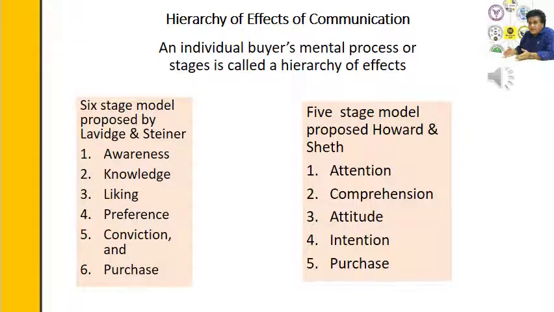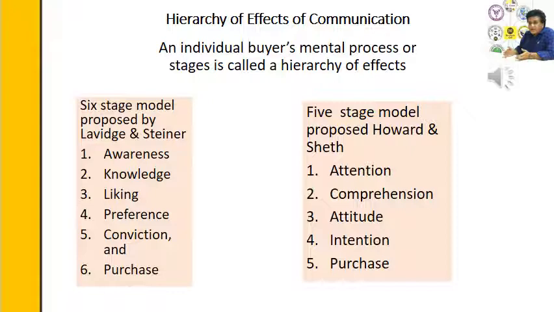There is something which is called the hierarchy of effects of communication. What is meant by hierarchy? Hierarchy, basically, is a kind of staircase, a step. You take one step, then you take the second step, or the various stages in the mental process of an individual buyer. So hierarchy is inside the individual buyer's mind. Various stages through which the mind of the individual buyer goes through is called hierarchy.